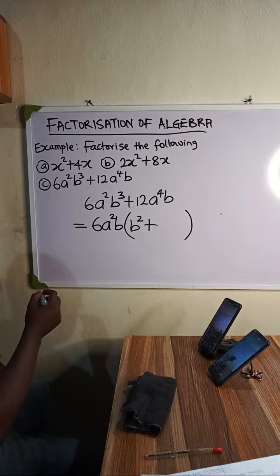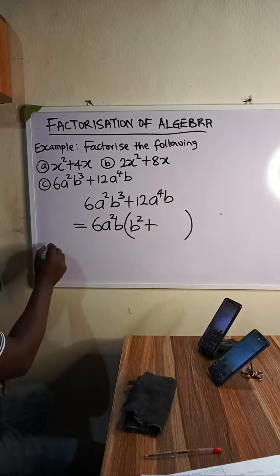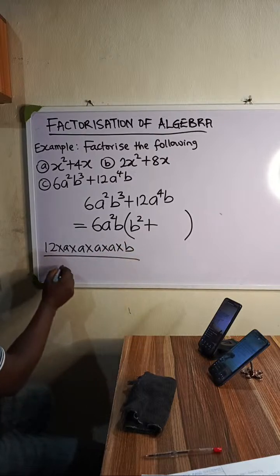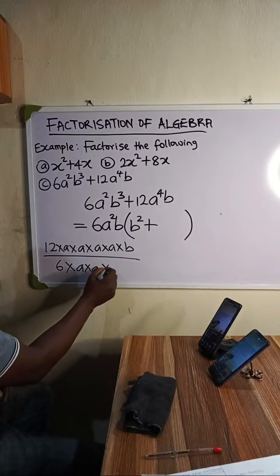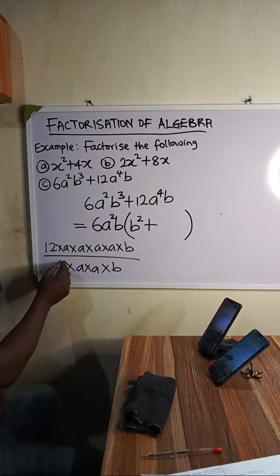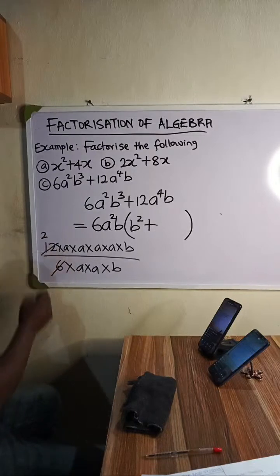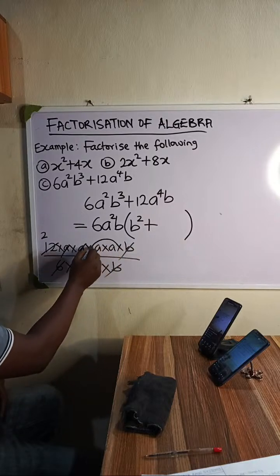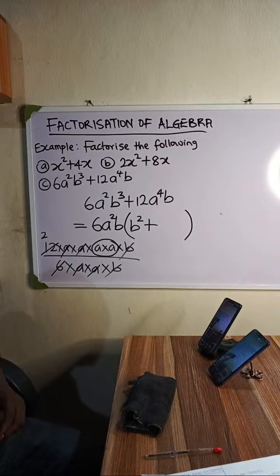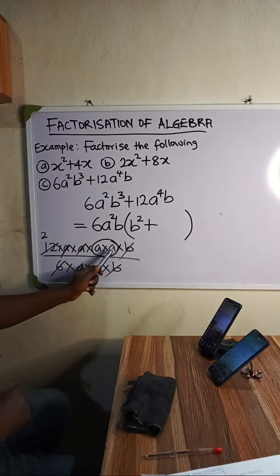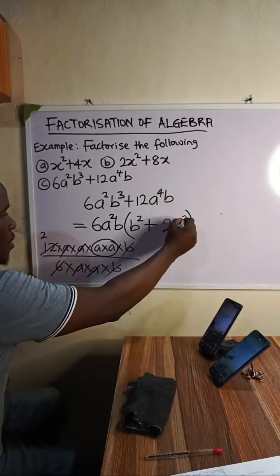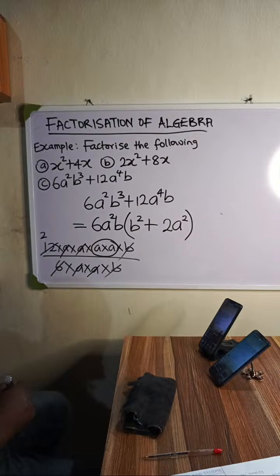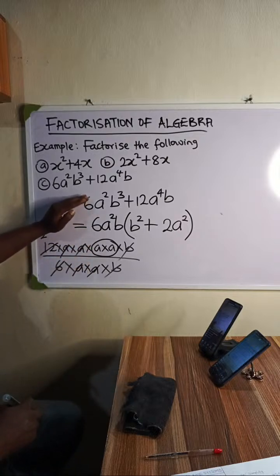Next, we have 12A to the power of 4B. 12 times A times A times A times A times B divided by 6 times A times A times B. Okay, so here 6 and 12. 12 divided by 6 will give us 2. 1A will cancel 1A, 1A will cancel 1A, and B will cancel out B. So we'll have this left. So that means we have 2 times A, which is 2A squared. 2A squared. Good. So with this, we have factorized this algebra to get this.